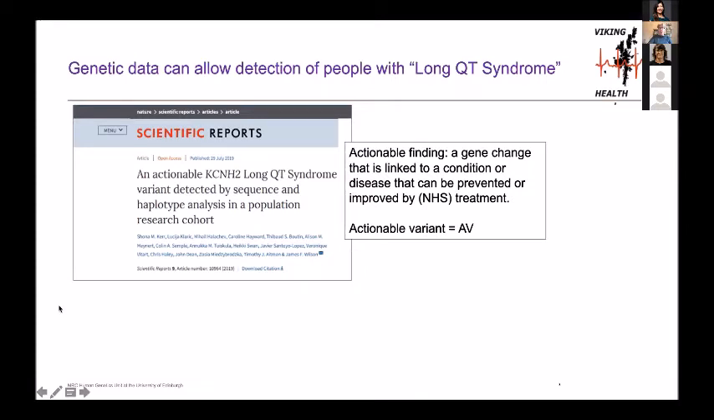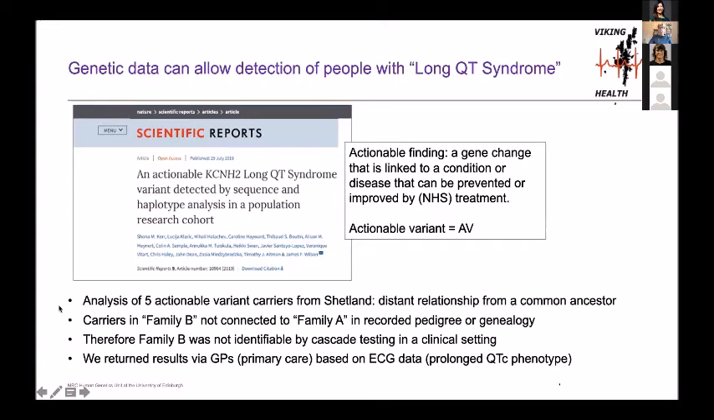So this was our paper a couple of years ago, published in 2019. And what it, in essence, described was our analysis of 5 actionable variant carriers from Shetland. And these fell into 2 families, but the 2 families really didn't connect in the recorded pedigree or in genealogical records. And it was only by doing some clever genetics that we were able to show there was a distant relationship from a common ancestor.